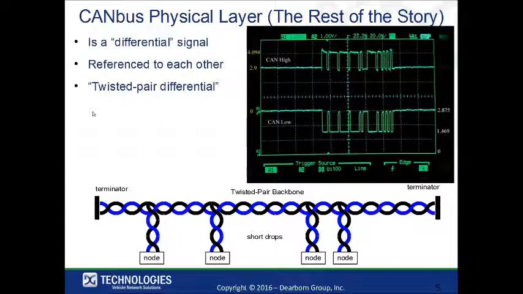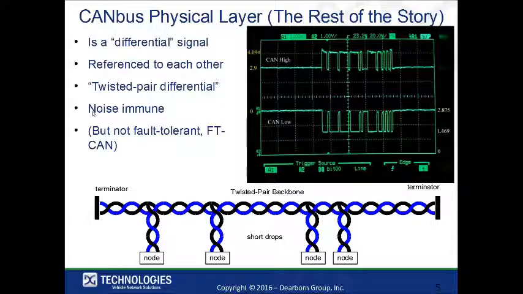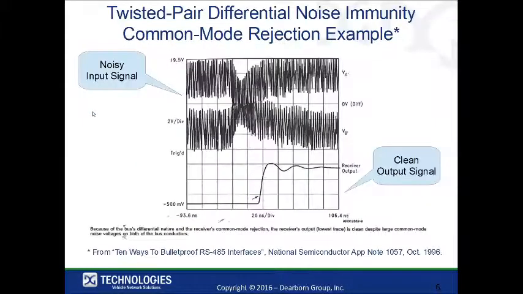The twisted pair combination with the differential signal is known as a twisted pair differential signal. The twisted pair differential has unique electromagnetic properties that make it extremely noise immune, which is a very good choice for use in noisy environments such as automotive. Noise immune in this case means that it can run well in a noisy environment. This is different from being fault tolerant, and for that you need FT-CAN. The twisted pair differential line has very high common mode rejection.